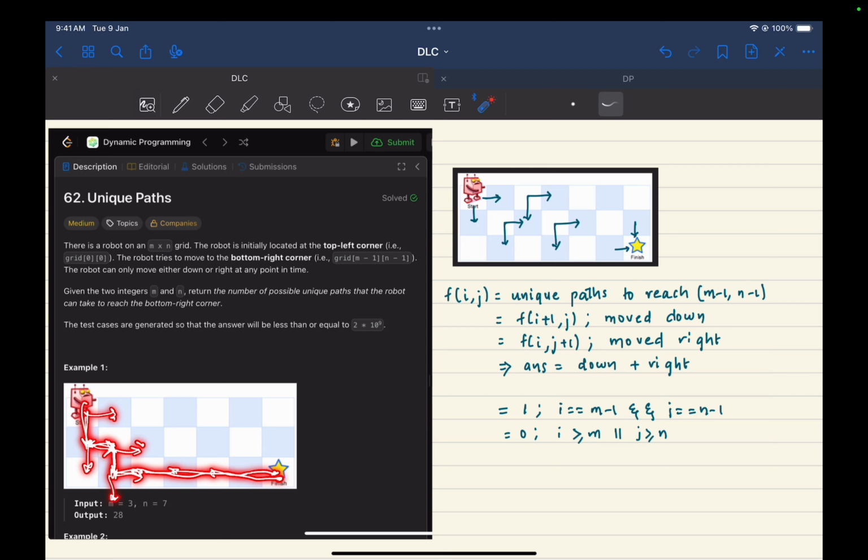There will be so many such paths. He can also reach in this path, he can reach in this path, he can reach in this path. So there are so many possible paths, right? The idea is to calculate all those unique paths.